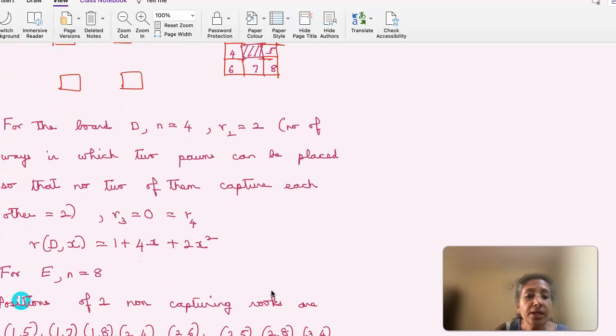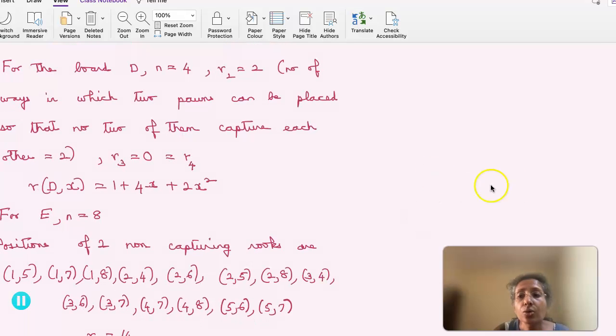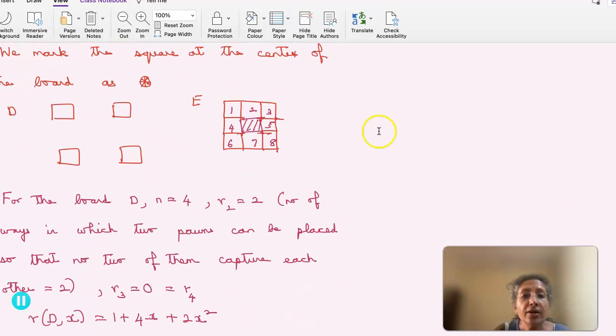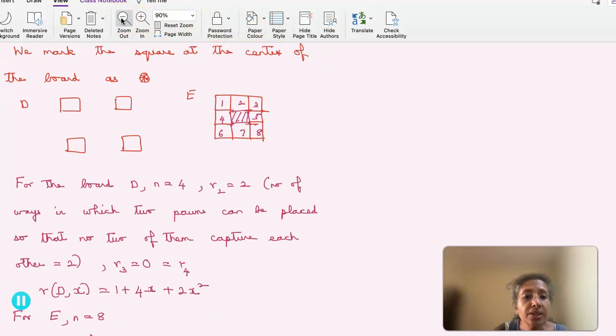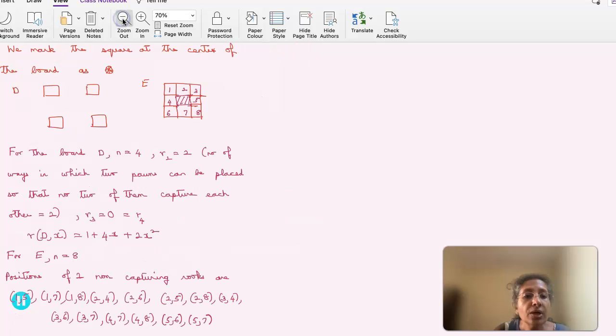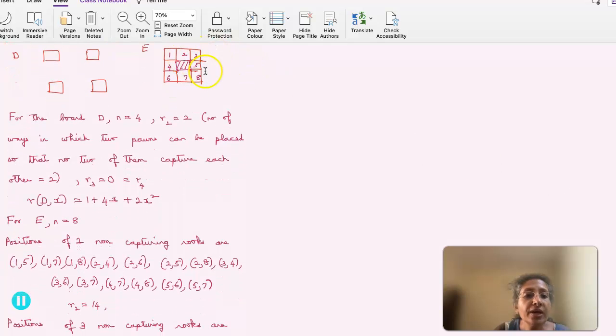For E, n equal to 8. So the number of non-capturing rook positions for E will be, you have 1,5. I will just zoom in so you can understand better. Yes, you have 1,5, then 1,7, 1,8, 2,4, 2,6, 2,5, 2,8, 3,4, 3,7, 4,7, 4,8, 5,6 and 5,7. There are 14. So R2 equal to 14.